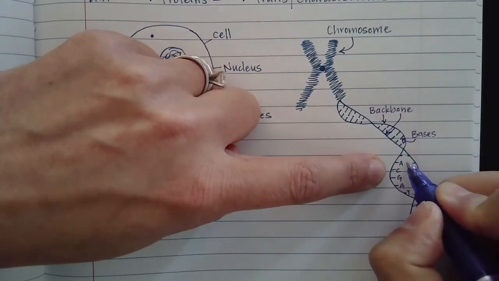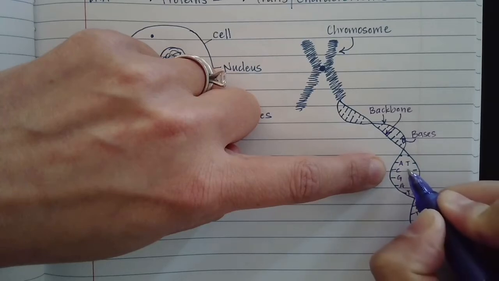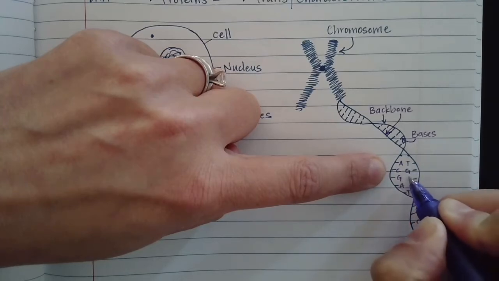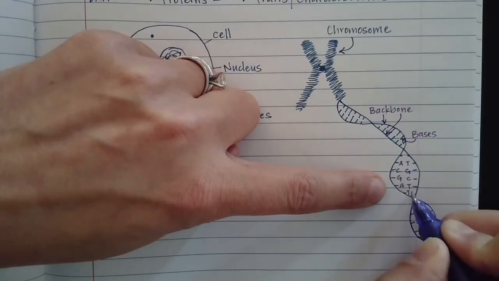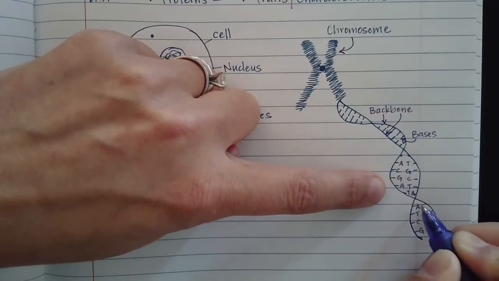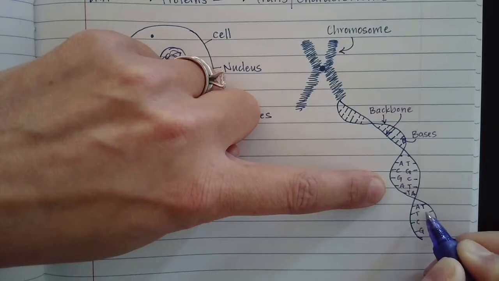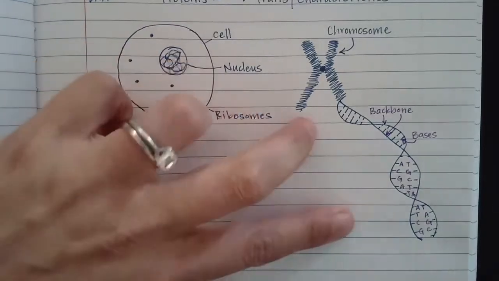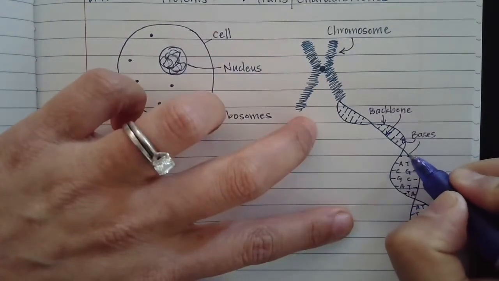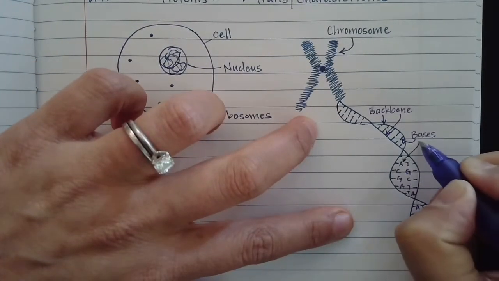On the other side, DNA has what we call complementary bases. So every time I have an A, I actually have a T on the other side. And every time I have a C, I have a G on the other side. So these are bases.